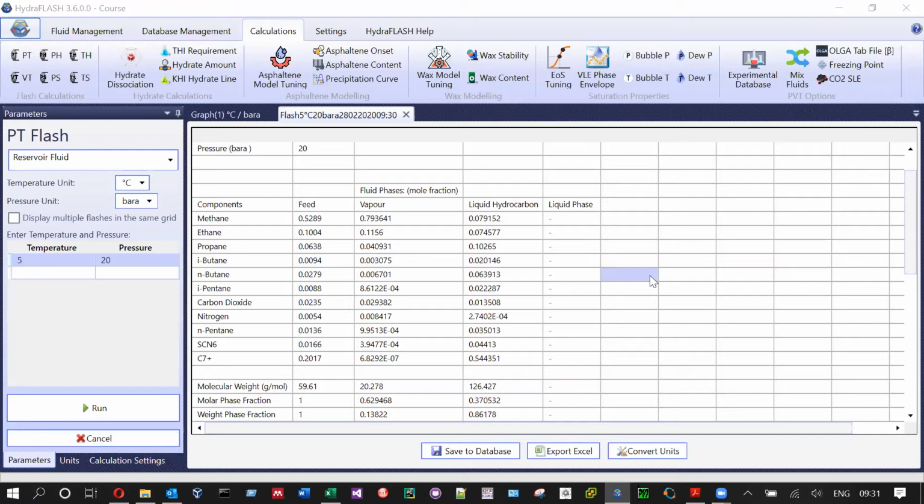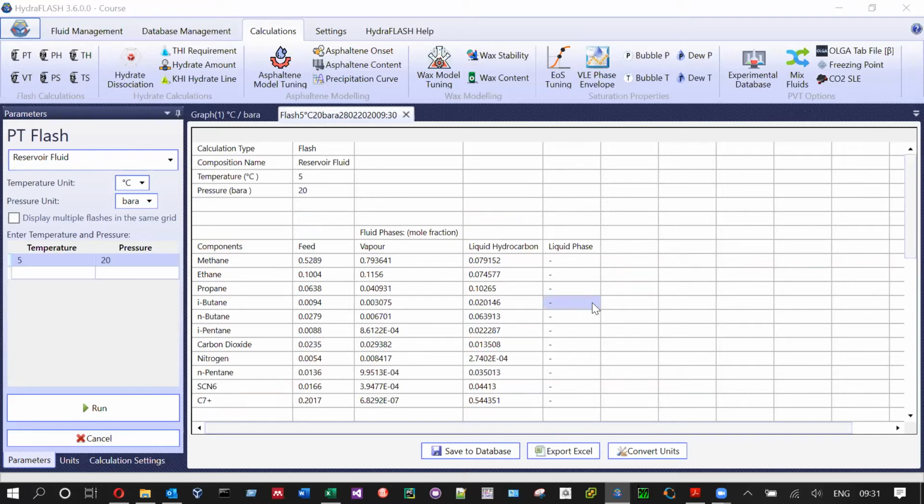Okay, thank you, Bahman. As Bahman said, the seabed temperature was 5 degrees, and they took into account the hydrostatic pressure of the pipeline, which is 20 bar. We can flash and see what the composition of the oil inside the pipeline will be, and then create a new composition using this oil composition, add water to it, and see what the hydrate dissociation pressure would be.